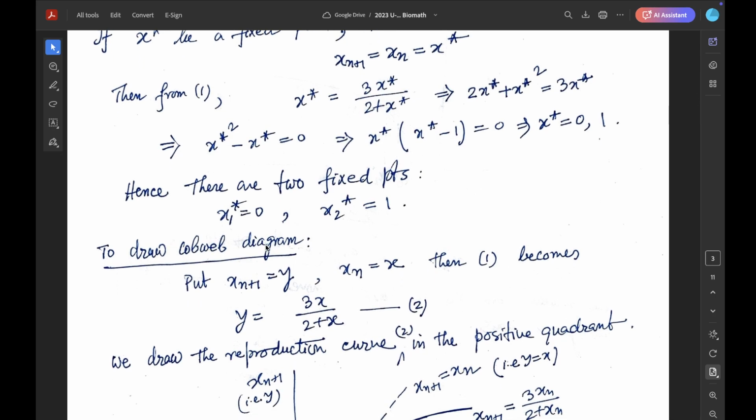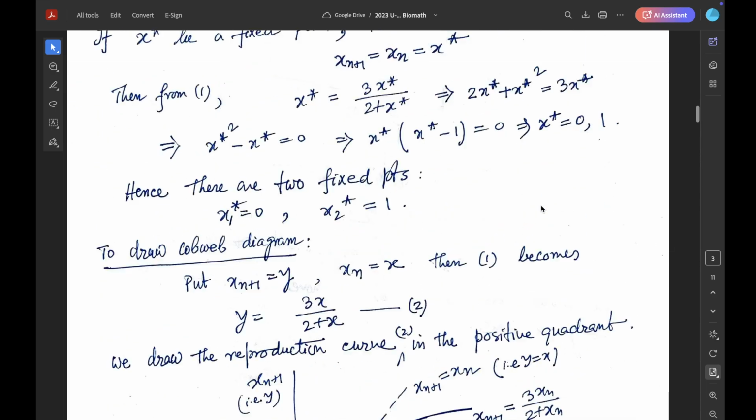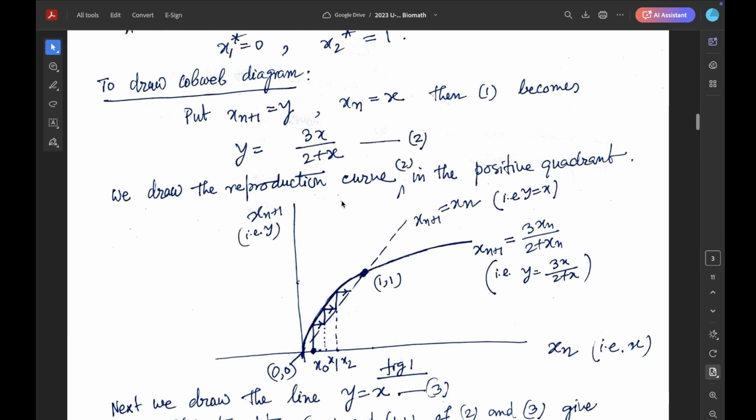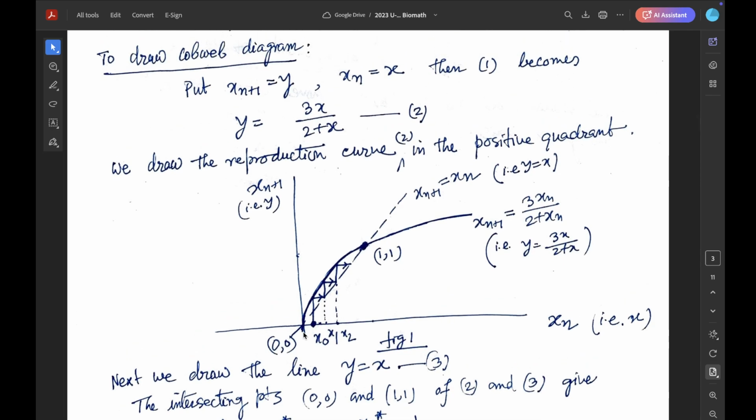To draw the cobweb diagram, put x_{n+1} = y and x_n = x. Then equation 1 becomes y = 3x / (2 + x). Using the Desmos application or another tool, first we draw this y = 3x / (2 + x). This is the reproduction curve.